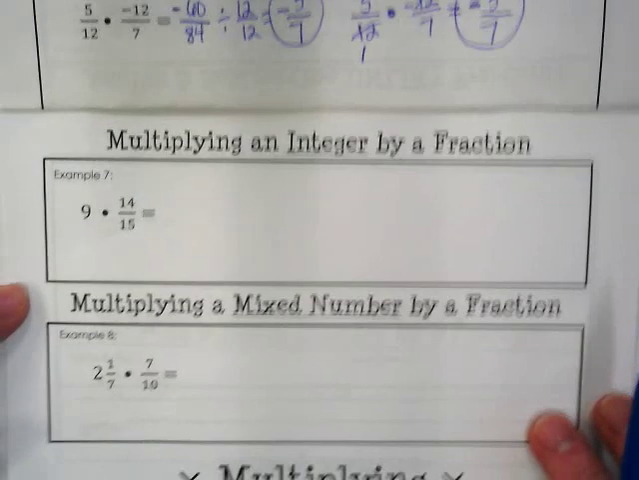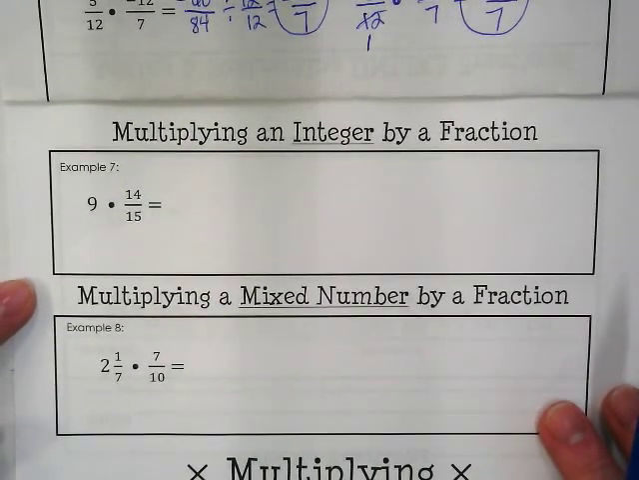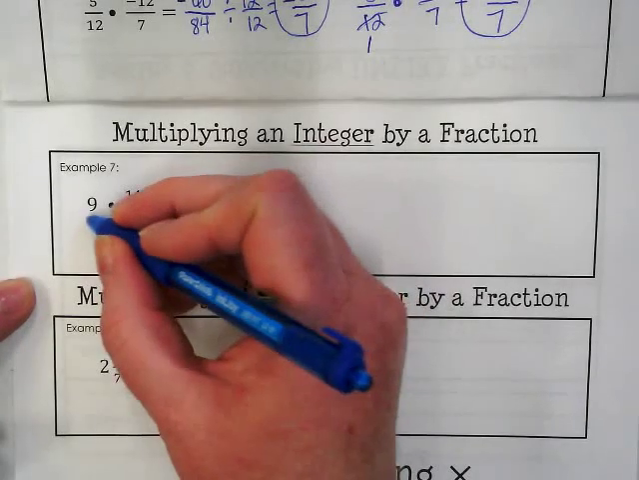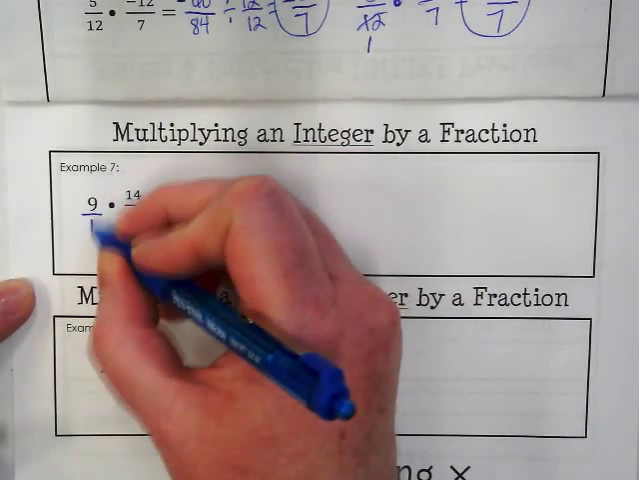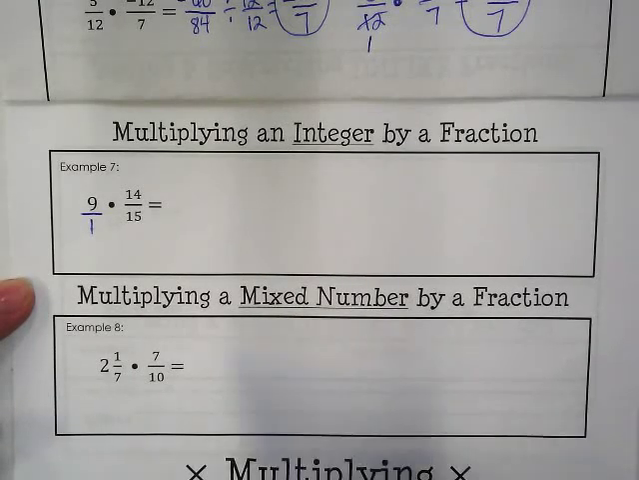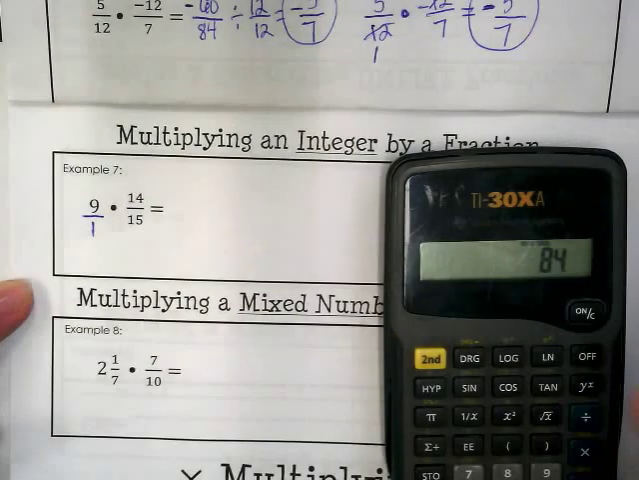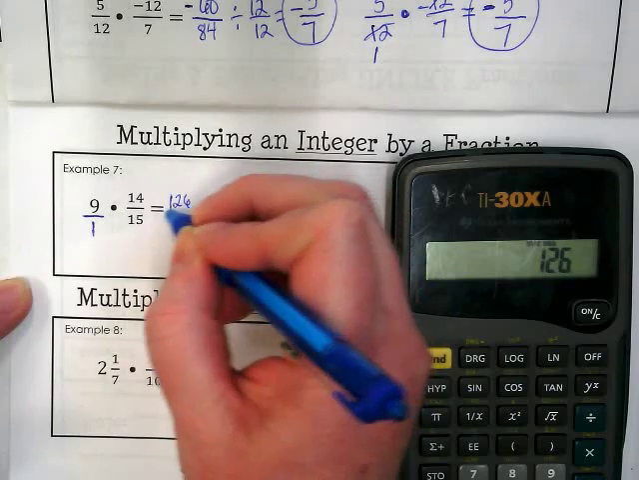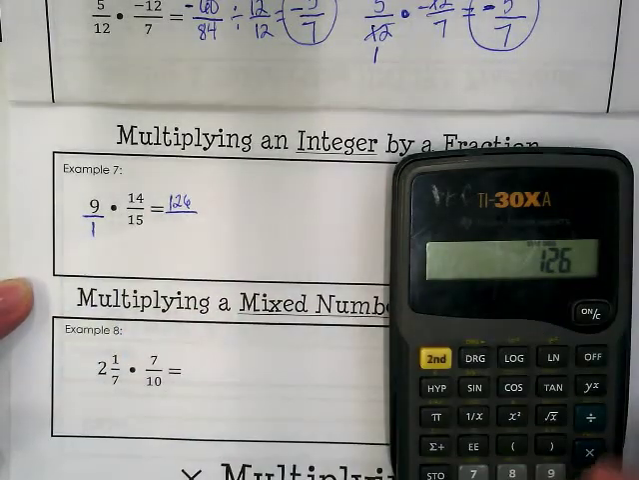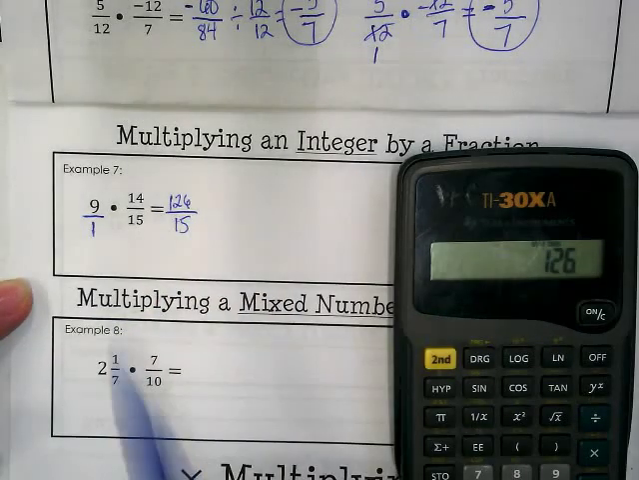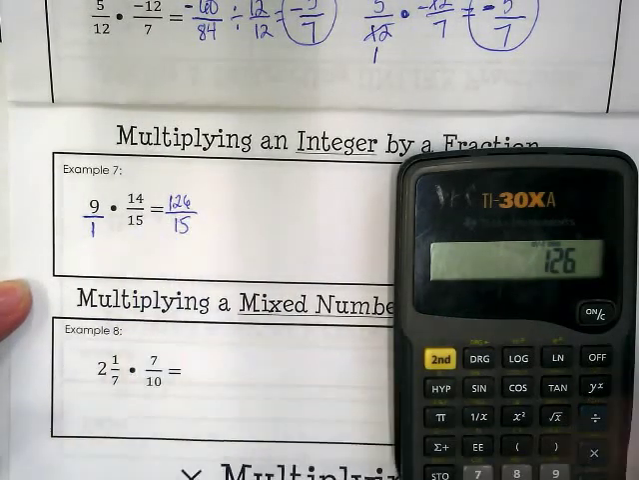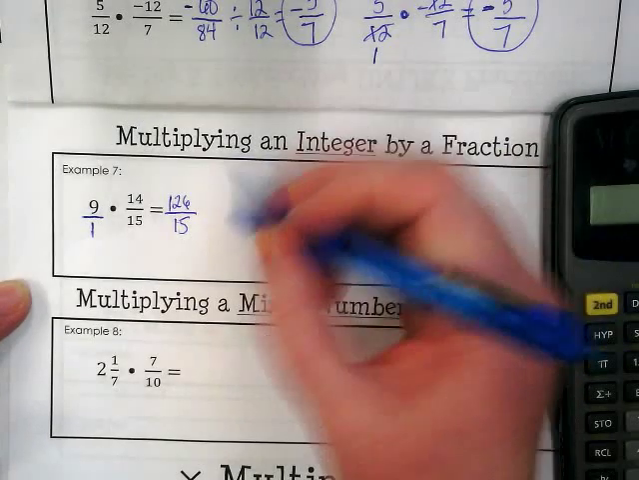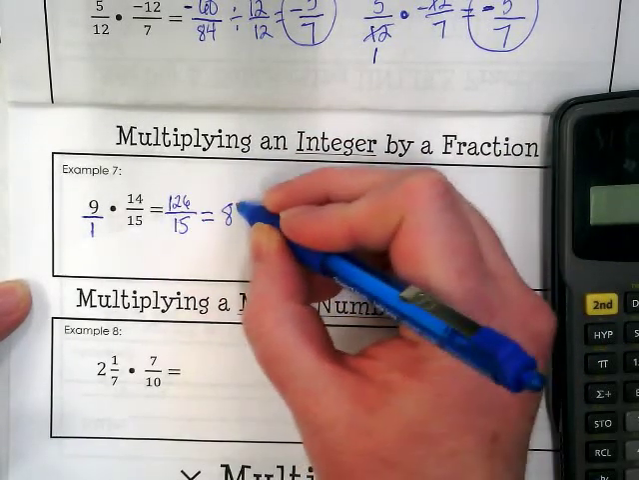To continue with the multiplying flap of our flipbook, we've got multiplying an integer by a fraction. Well, if you remember, there's an invisible 1 underneath all whole numbers. So now I'm just going to do 9 times 14. And yes, you can use a calculator to work on problems like this. That's 126 over 1 times 15, which would be 15. All fractions are division problems. So 126 divided by 15, let's see if I get a whole number. And we do. We get 84. So 126 divided by 15 becomes 84.